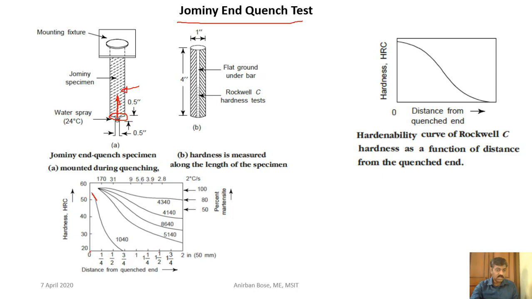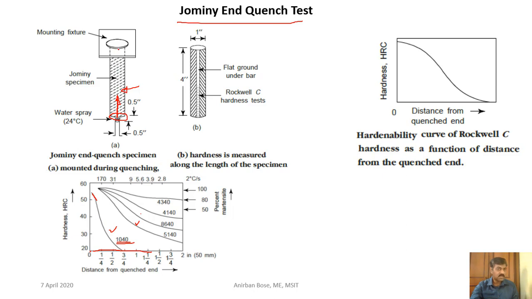So this is the zero distance, hardness is maximum, and as you move away along the axis, gradually the hardness is decreasing. So different kinds of alloying elements. This one is for the plain carbon steel. You can see the hardness is reducing drastically, because it is expected that the martensite formation is not occurring.